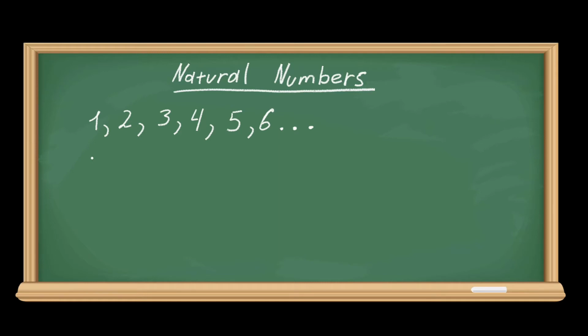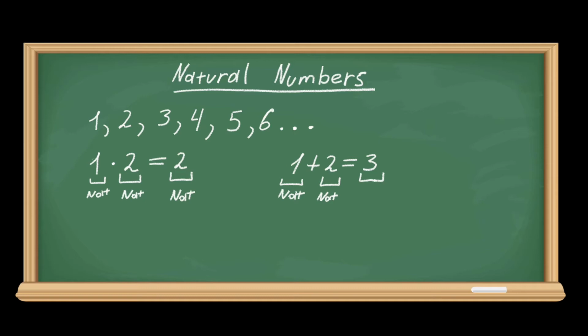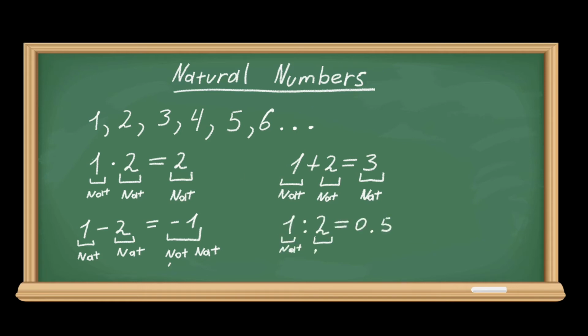There are also rules regarding natural numbers. So whenever we add or multiply two natural numbers, our answer will always be a natural number. However, whenever we subtract two natural numbers or divide one by another, our answer will not always be a natural number.